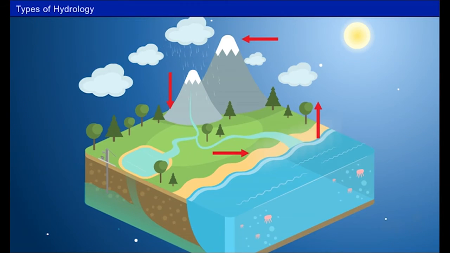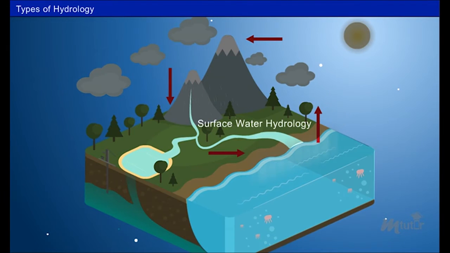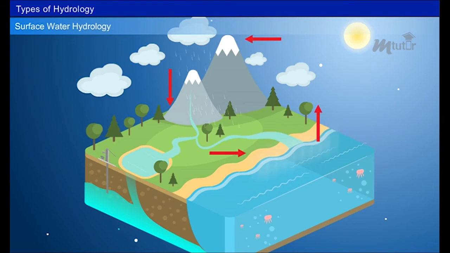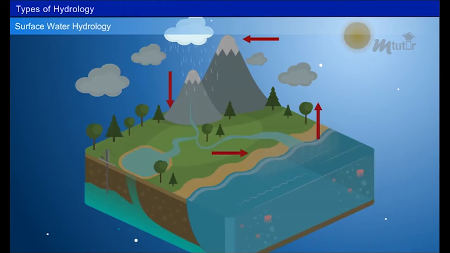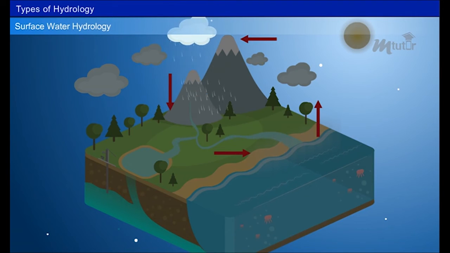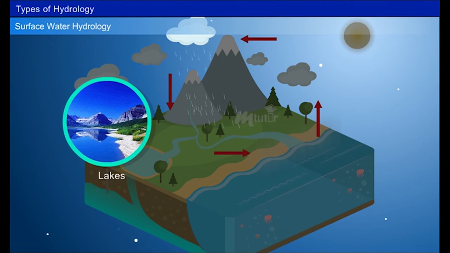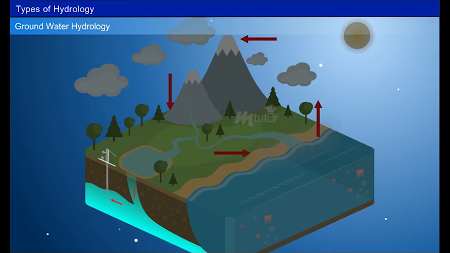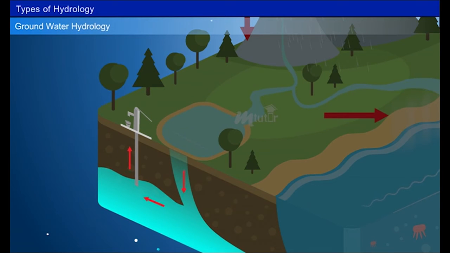Based on the distribution and circulation of water, hydrology is classified as surface water hydrology and groundwater hydrology. Surface water hydrology deals with the occurrence and distribution of water above the Earth's surface. Example: lakes, streams, ponds, etc. Groundwater hydrology deals with occurrence and distribution of water beneath the surface of the Earth. For example, aquifers, etc.